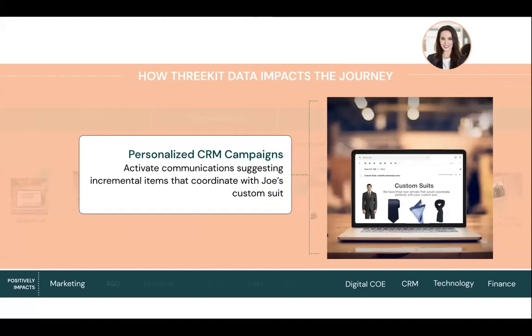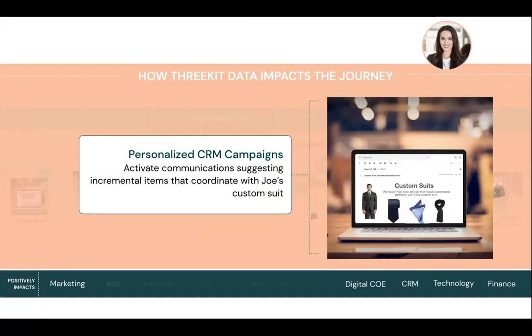And then finally, think about what it could offer from a personalized CRM campaign standpoint. We have information on everything that Joe interacted with. We know what suit he bought. That means in the future, we can have suggestions for things that go with that suit. We kind of understand his style and what he's looking for.